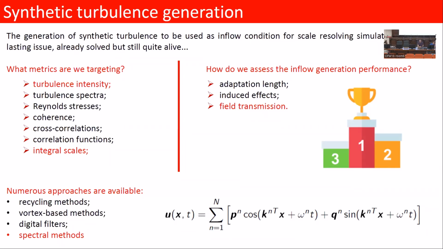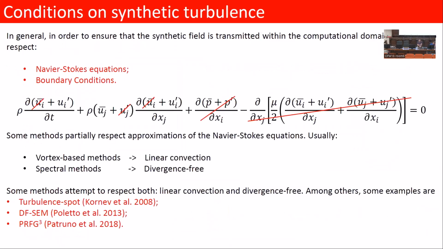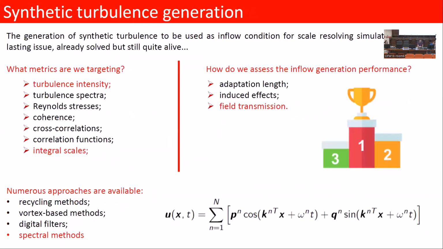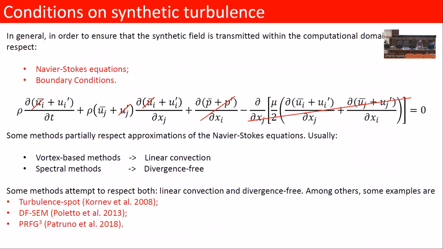So you see, it is basically a Fourier decomposition of the velocity field. The idea is that once you generate this velocity field, let's say you generate it by finding the parameters of this Fourier expansion, so the P, the K, the Q, and the omega. Well, to be sure that this turbulent velocity field will actually go into your numerical simulation, you need to respect the Navier-Stokes equation, and you need to respect the boundary conditions. Otherwise, it will never go into the numerical simulation.